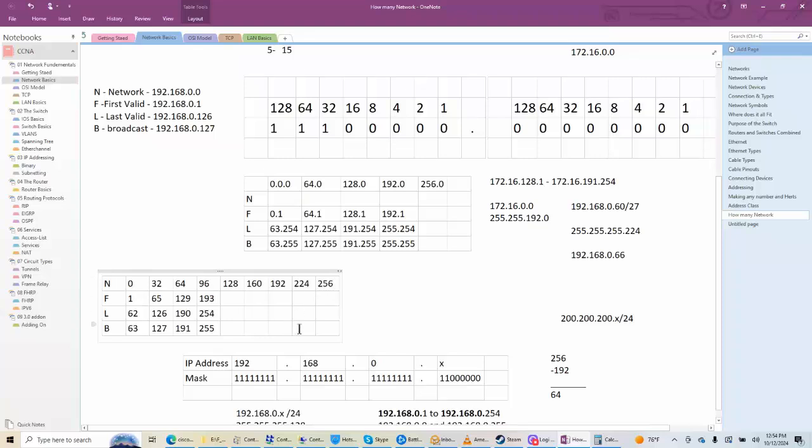Now, let's add in our numbers here. Let's do all the broadcasts first. 255, 223, 191, 159, 127, 95, 63, 31. Okay? Our last valid host is 30.